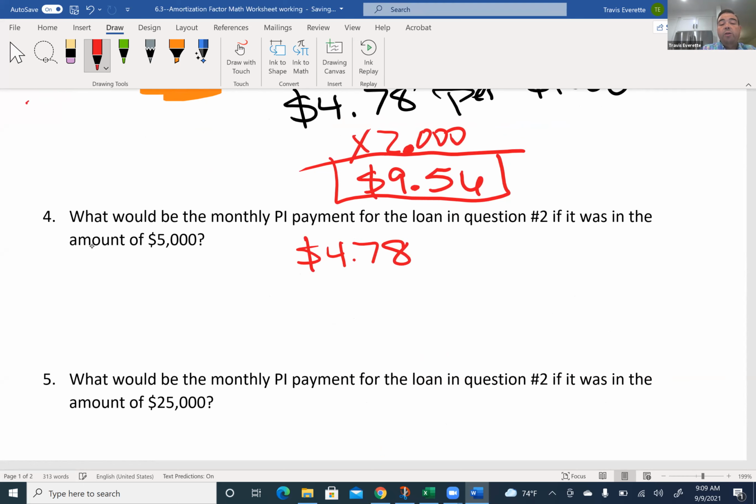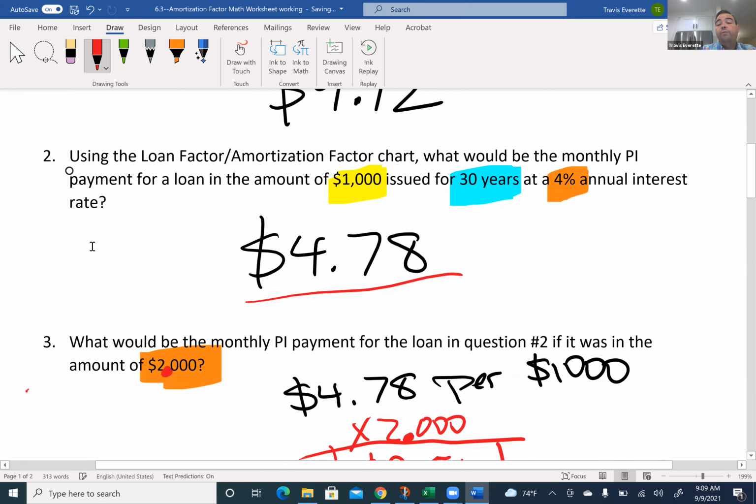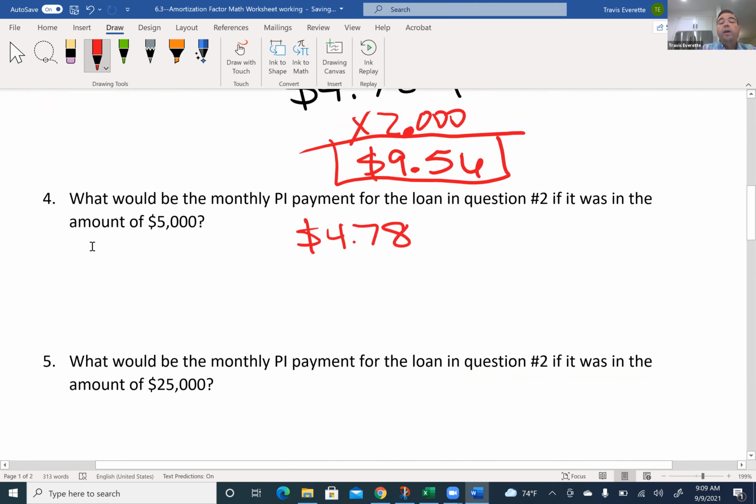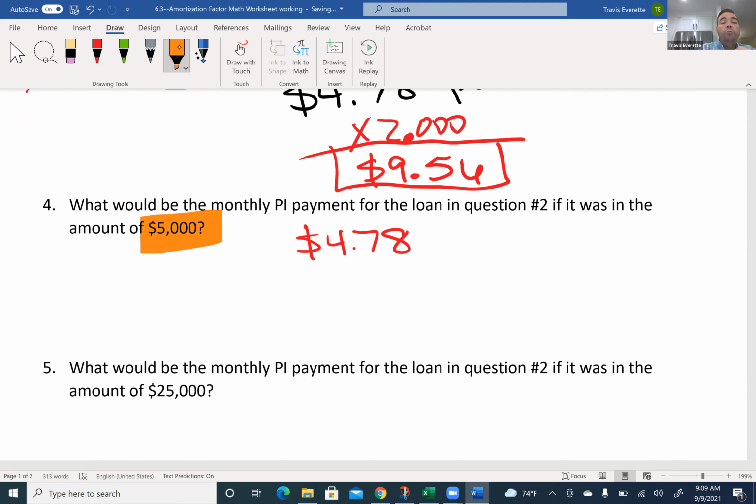The reason that's our starting point is because we're still talking about that same loan for 30 years at 4% annual interest. The number that comes from the chart hasn't changed because it's still the same loan, same term, same interest rate. What's changed is the amount borrowed. In this case, we're borrowing $5,000. What we want to do is take that last comma in the thousands place and turn it into a decimal. So this becomes 478 times 5.000, or just times 5.